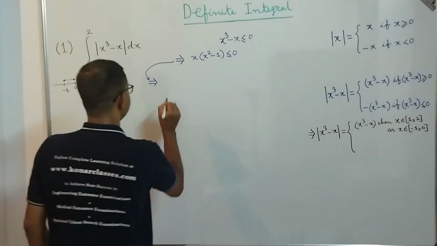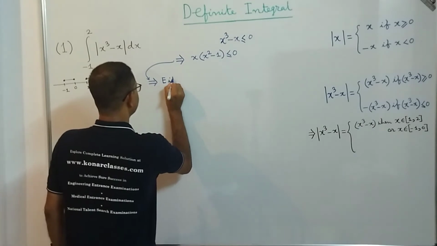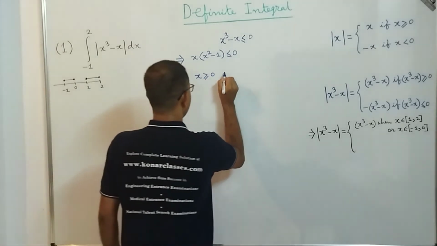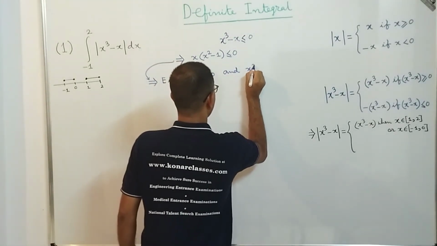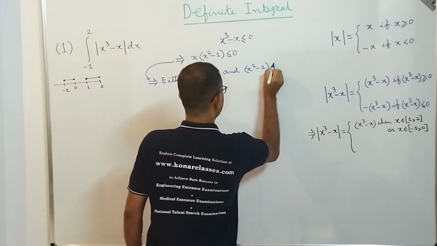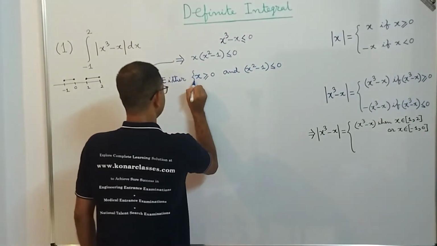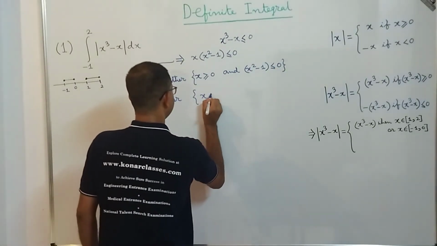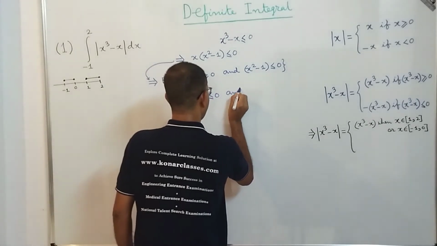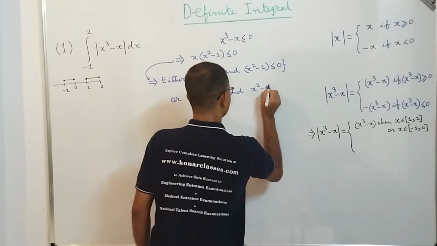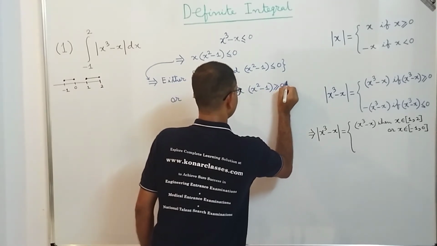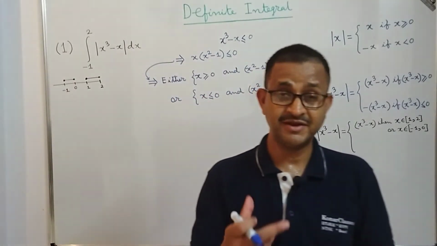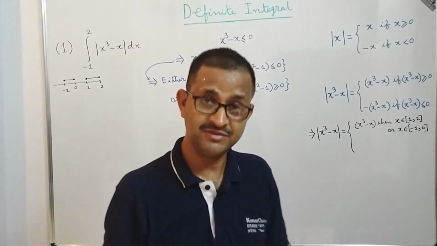So this implies either x is greater than or equal to 0 and x square minus 1 is less than or equal to 0, either this has to be true, or x is less than or equal to 0 and x square minus 1 is greater than or equal to 0, this has to be true. Of the two quantities, one has to be positive and the other negative, so that their product is negative or 0, less than or equal to 0.